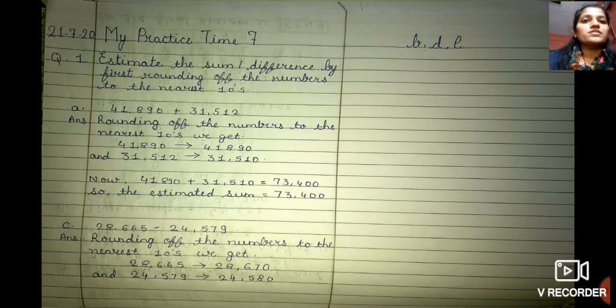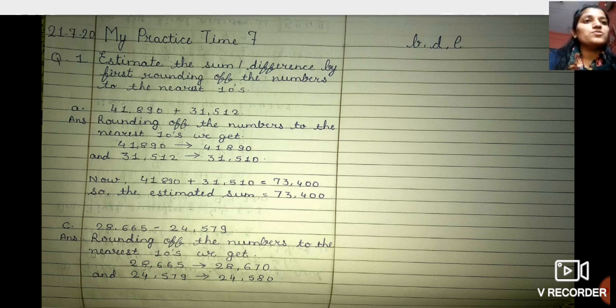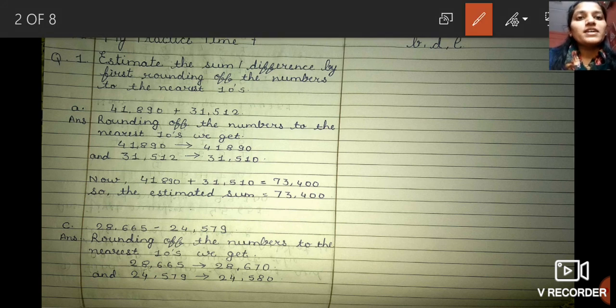Now we are going to see the next sum: 28,665 minus 24,579. Here we have to estimate the difference. In the first example we estimated the sum, that means we added. Now we are going to subtract. So 28,665 will become 28,670. Why will it become 70? Because here the ones place is 5. That means if the ones place is 5 or more than 5, we have to add one to the tens place.